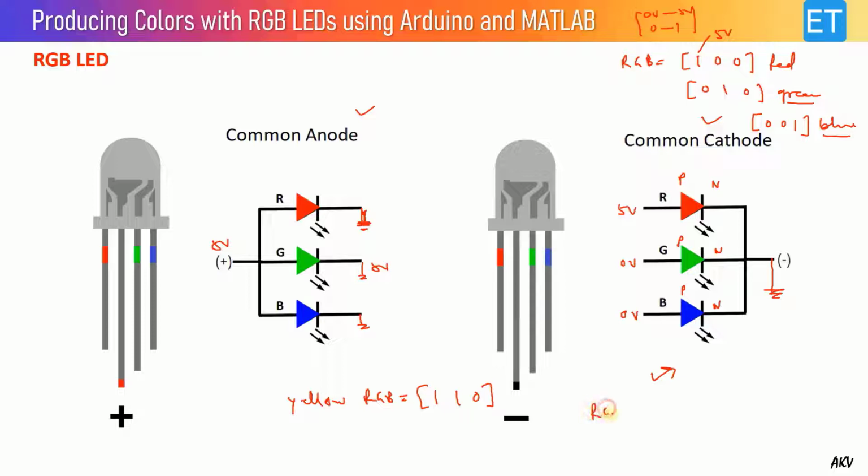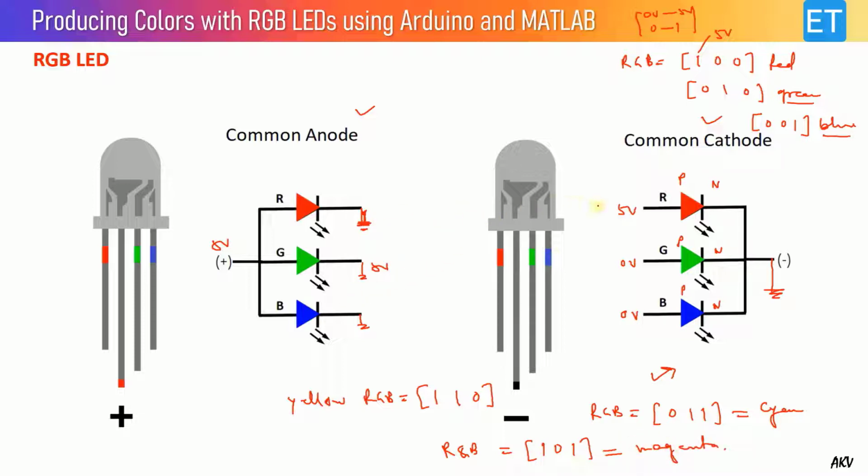And for RGB, let's say 0 1 1, what color it will be? Where green and blue are on, it means you will get a cyan color. And if RGB is let's say 1 0 1, what color you will get? I mean the red is on, blue is on, green is off. You will get the magenta color.